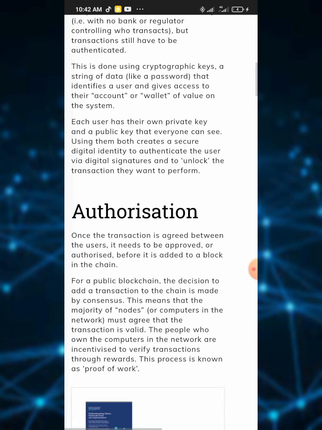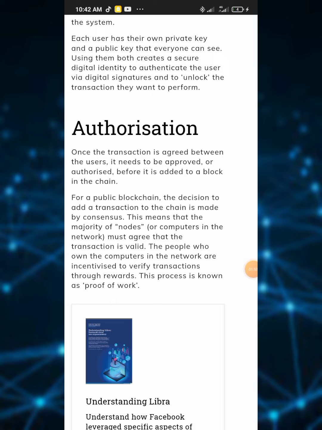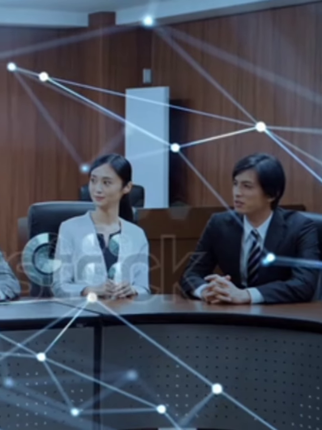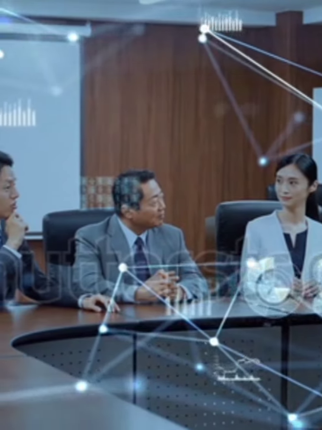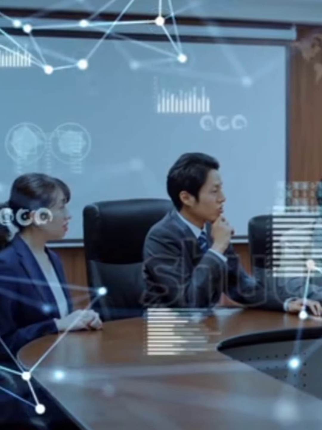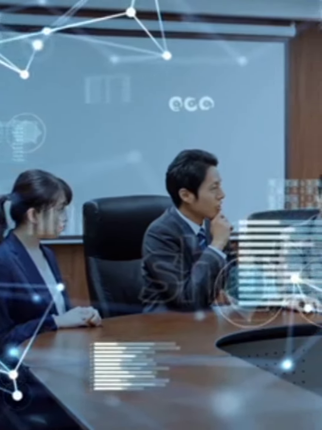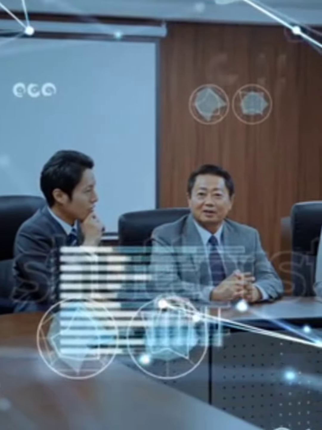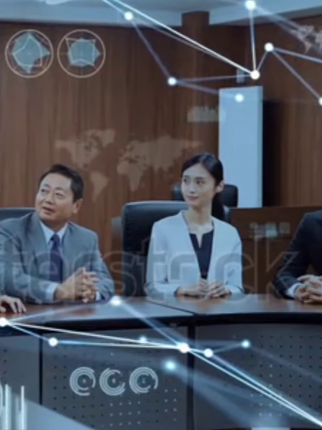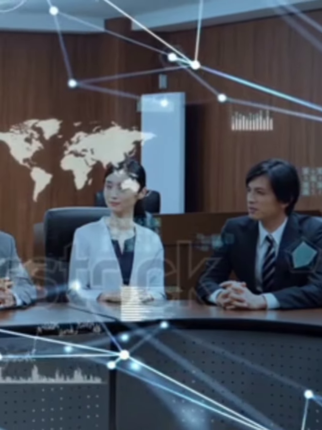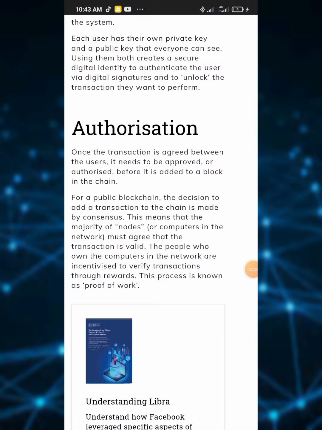Okay, so for a transaction to be authorized, the transaction must be agreed between users. It needs to be approved or authorized before it is added to the chain. For a public blockchain, the decision to add a transaction to a chain is made by consensus. This means that the majority of the nodes, or computers in the network, must agree that the transaction is valid. So this makes information within a block difficult to alter.